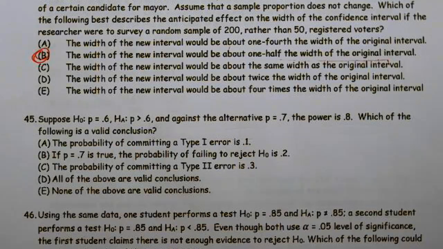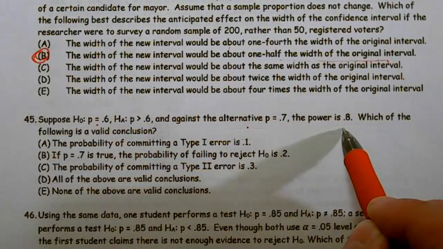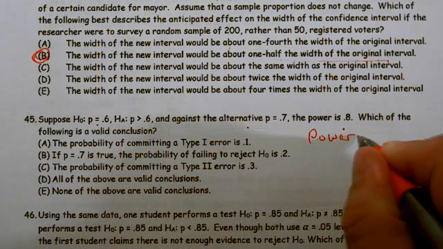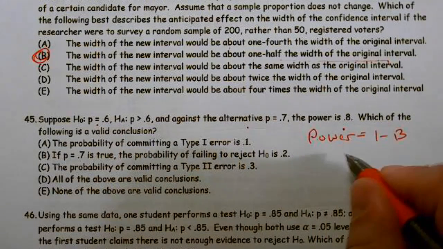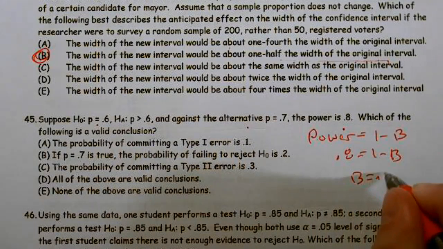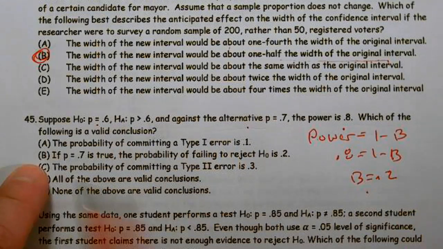Power is the probability of correctly rejecting the null. So if the null is false and our power is 0.8, the probability of correctly rejecting is 0.8. But also remember, power equals 1 minus beta. So 0.8 equals 1 minus beta, so beta equals 0.2. And beta is the probability of failing to reject.